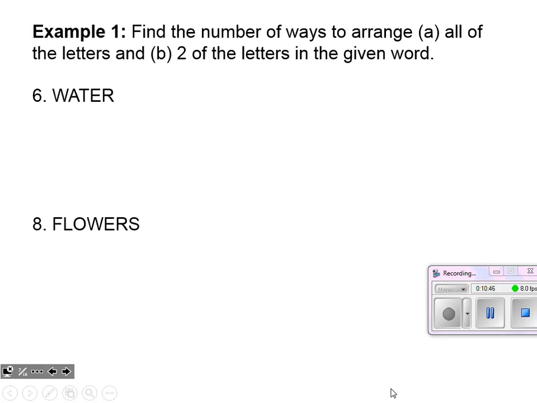So for number 6, in this first example, our directions say find the number of ways to arrange all of the letters and just 2 of the letters in the given word. So for number 6, part A, water, I've got 5 letters there. I see the word arrange in the instructions, so of those 5 letters, I want to arrange all 5 of them.